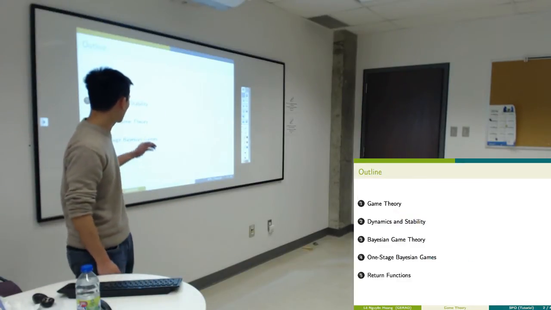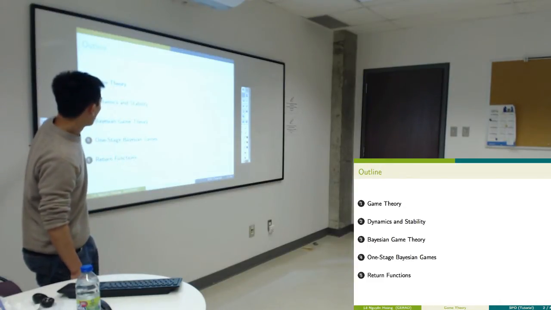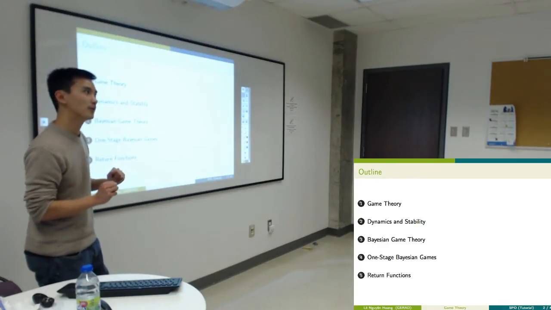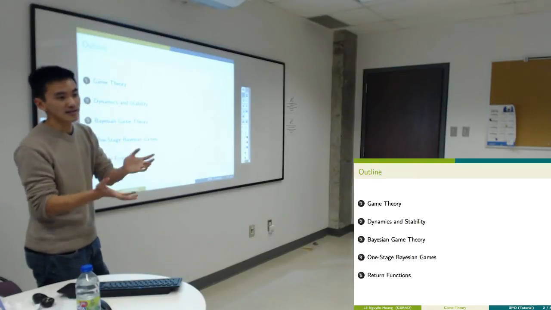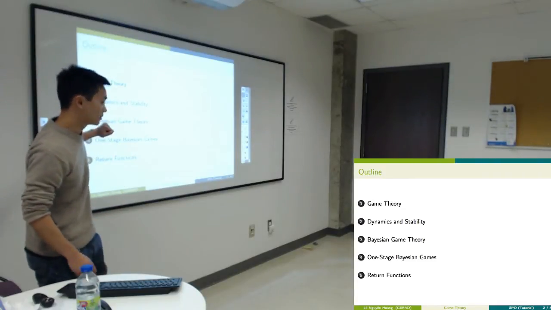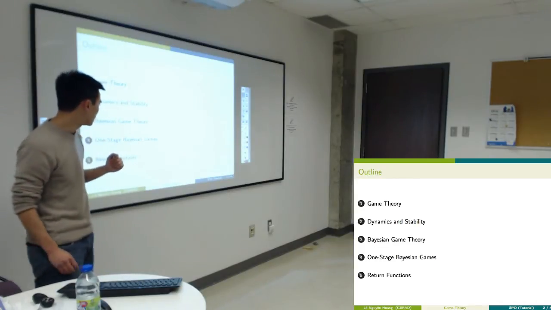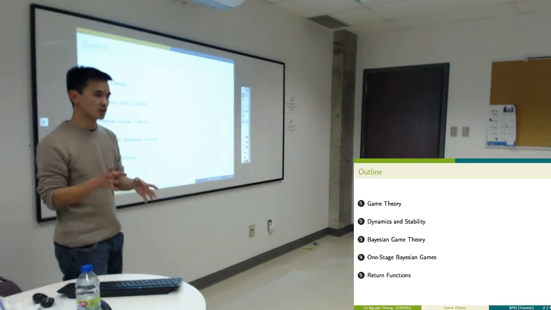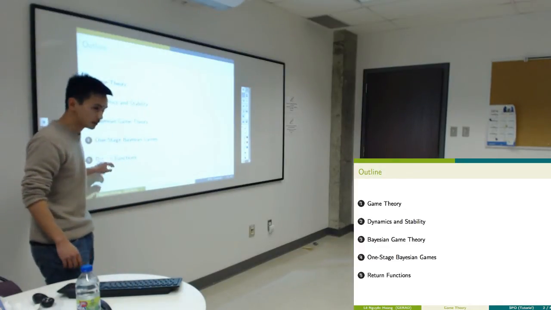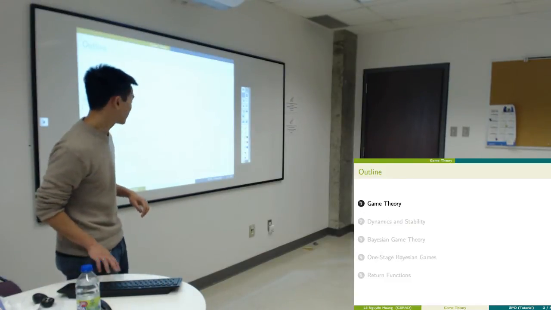So the outline of this talk, this is just the first hour. The first hour I'm just going to talk about game theory, as Thibault said. And I'm going to talk about what I think are the most important ideas of game theory, and those which are necessary for the setting of my research. So first we talk about game theory in general, from a very historical perspective. Then I want to talk about dynamics and stability. And then we talk about Bayesian game theory, which is really the core setting in which I'm researching. And then I talk about the return functions, which is the key object of my research. Okay, so let's start with game theory.